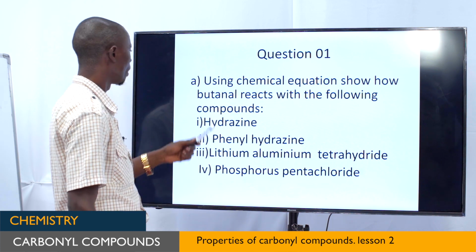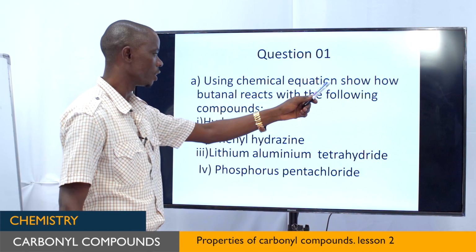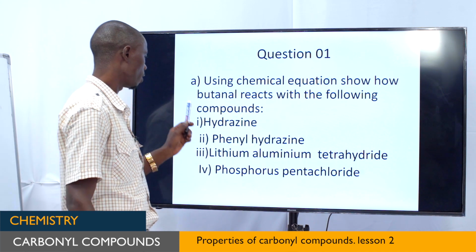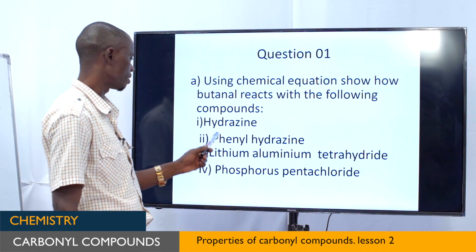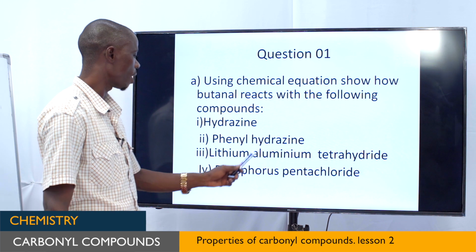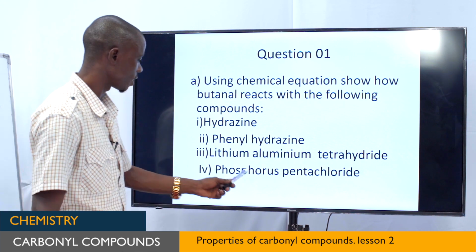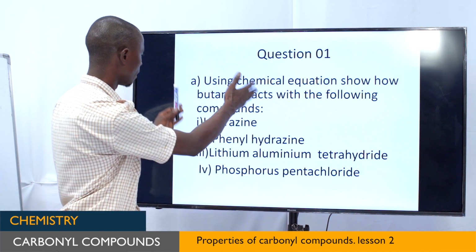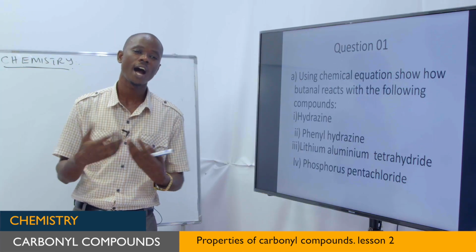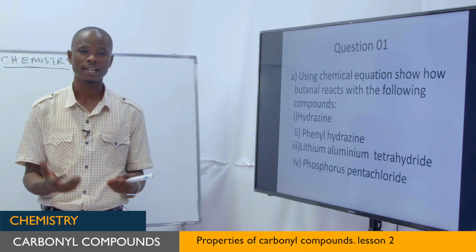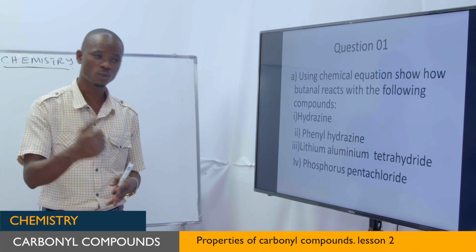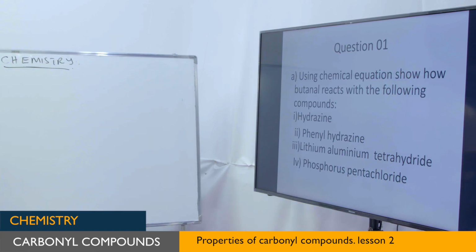question says, using chemical equations, show how butanal reacts with the following compounds. The first one is hydrazine. The second one is phenyl hydrazine. The third one is lithium aluminium tetrahydride and the phosphorus pentachloride. So these are the reactions that are very important. So let us see how butanal, which is an aldehyde, reacts with each of the compounds that are given there. Now let's go to the board to solve one after another.